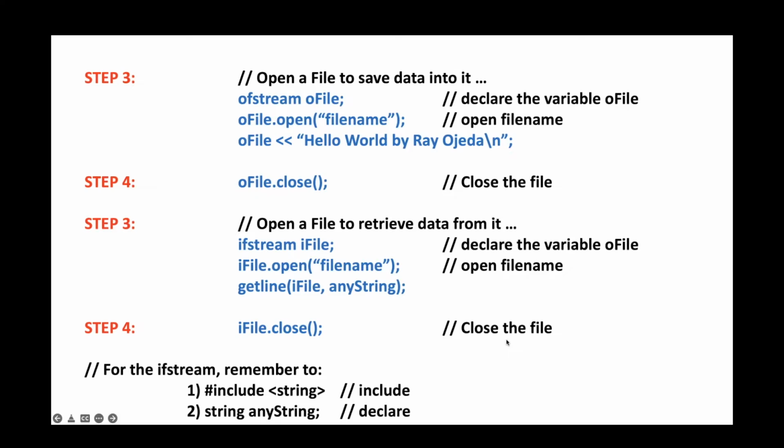Then I'm going to do ofile.open, and then I give it the file name. It can have an extension, of course, it could be txt. I'm using a Mac, so I'm just going to put a file name, it doesn't really matter. And then, as you can see, I'm using the double less than signs with ofile. I'm putting hello world by Ray Ojeda, my name, and then \n for new line. Can I do numbers, doubles, strings? You can do anything, okay?